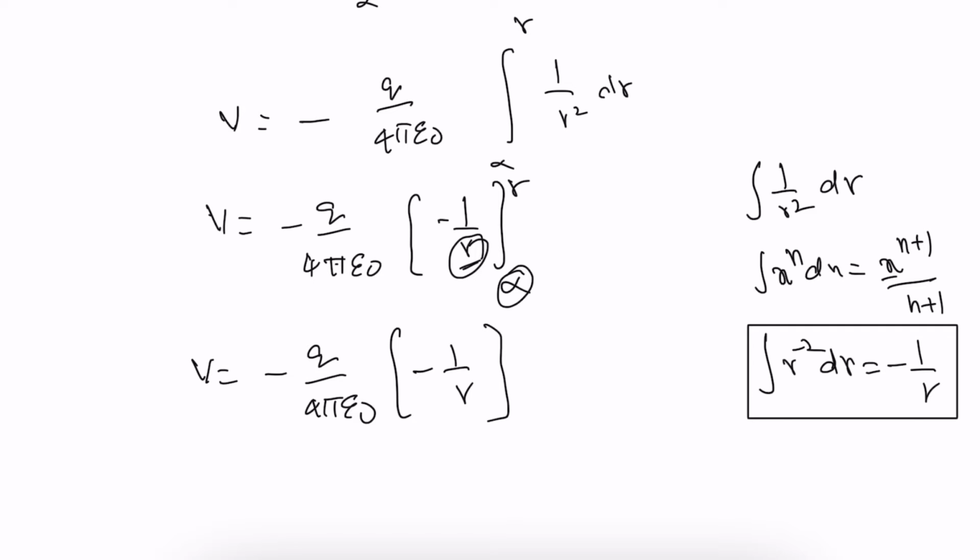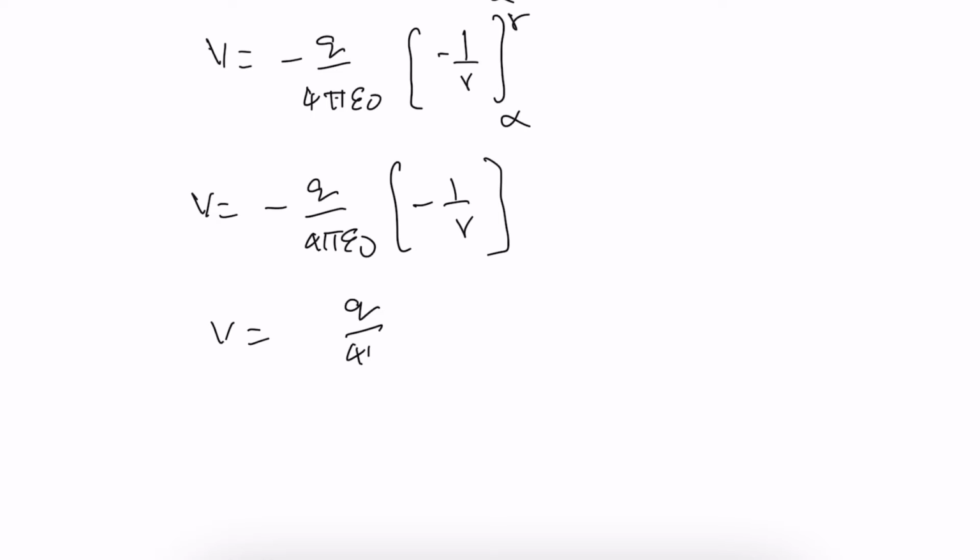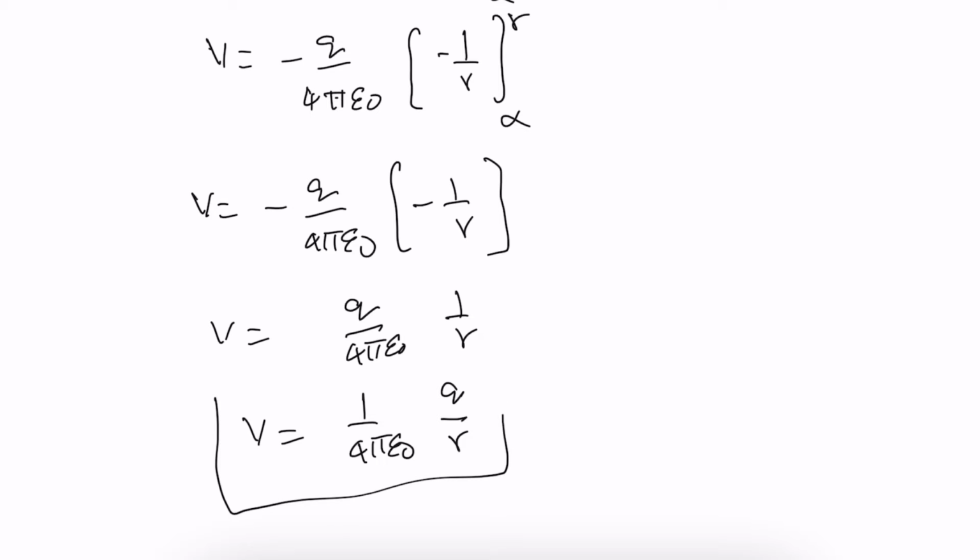So we get here minus 1 by r. Don't directly write this one, minus 1 by r. Nothing the problem, so minus of minus plus. So V is equal to q by 4 pi epsilon naught 1 by r. Rearrange terms so that we can easily remember this formula as 1 by 4 pi epsilon naught q by r. So this is the potential formula.